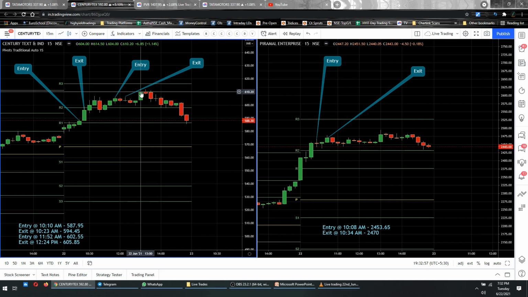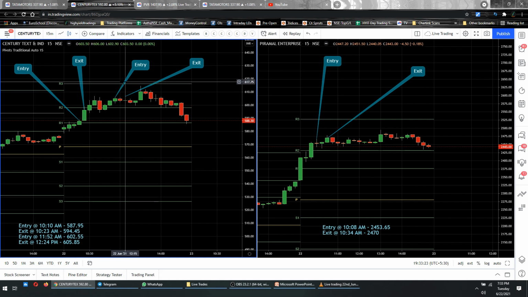Okay, now coming back to my trade. I took an entry at the 10 o'clock candle, and the exact time was around 10:10, and I wrapped up my trade at the next candle itself, because R2 was at resistance and I did not want to take any further risk. So I just booked my profit at 594.45. Okay, again, it is 1% of the script price, so I was satisfied.